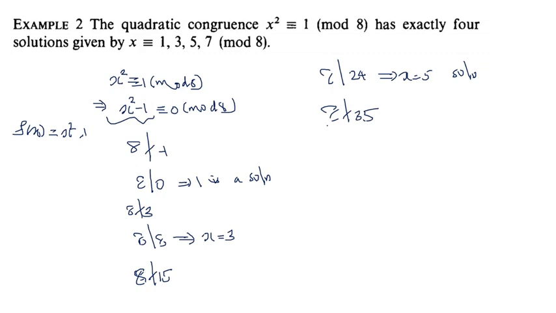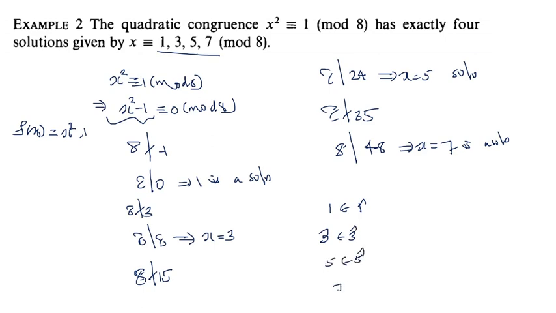And finally, when x equal to 7, we get 48, and 8 divides 48. Therefore, x equal to 7 is a solution. Therefore, the solutions are given by x equal to 1, 3, 5 and 7. We know that 1 belongs to 1 cap, 3 belongs to 3 cap, 5 belongs to 5 cap and 7 belongs to 7 cap.